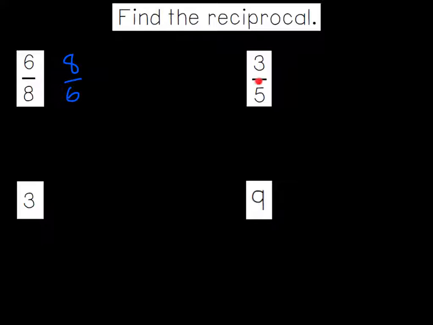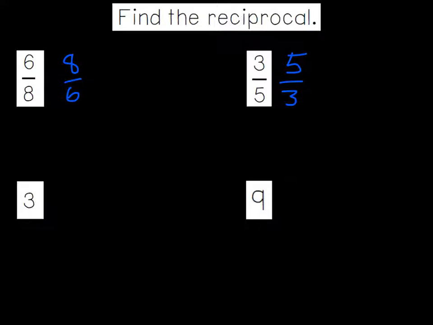The reciprocal of 3/5. What would we multiply 3/5 by to get 1? Well, 5/3. We just invert this. Flip it over. So it would be 5/3. If we multiply those together, we'll get 1.